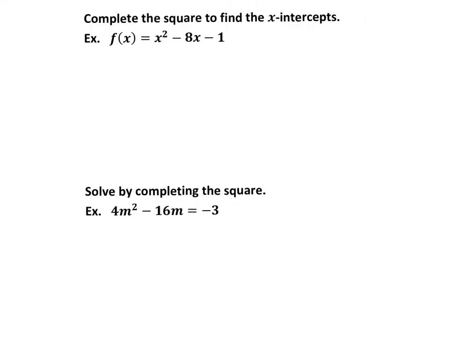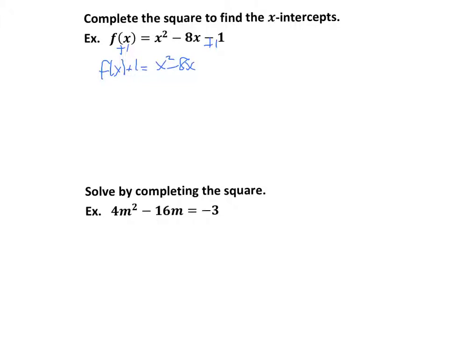All right, let's look at this example now. So f of x is x squared minus 8x minus 1. Okay. So first thing we need to do, let's get rid of that minus 1. So we're going to just add it to both sides. Yep. So we have f of x plus 1 equals x squared minus 8x.